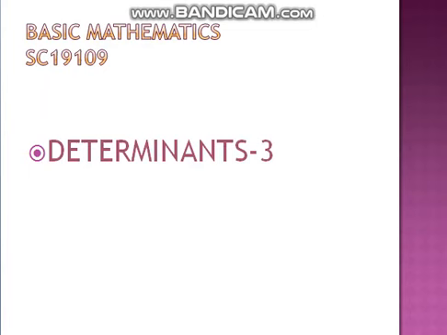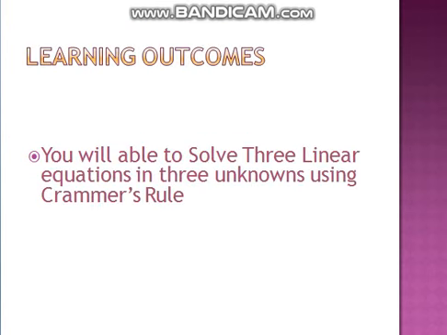In the previous two videos on determinants, we have seen how to evaluate the determinant of order 2 as well as determinant of order 3. Then we have seen the minors and cofactors of each element. Now in this video, that is determinants part 3, what are the learning outcomes? You will be able to solve three linear equations in three unknowns using Cramer's rule.